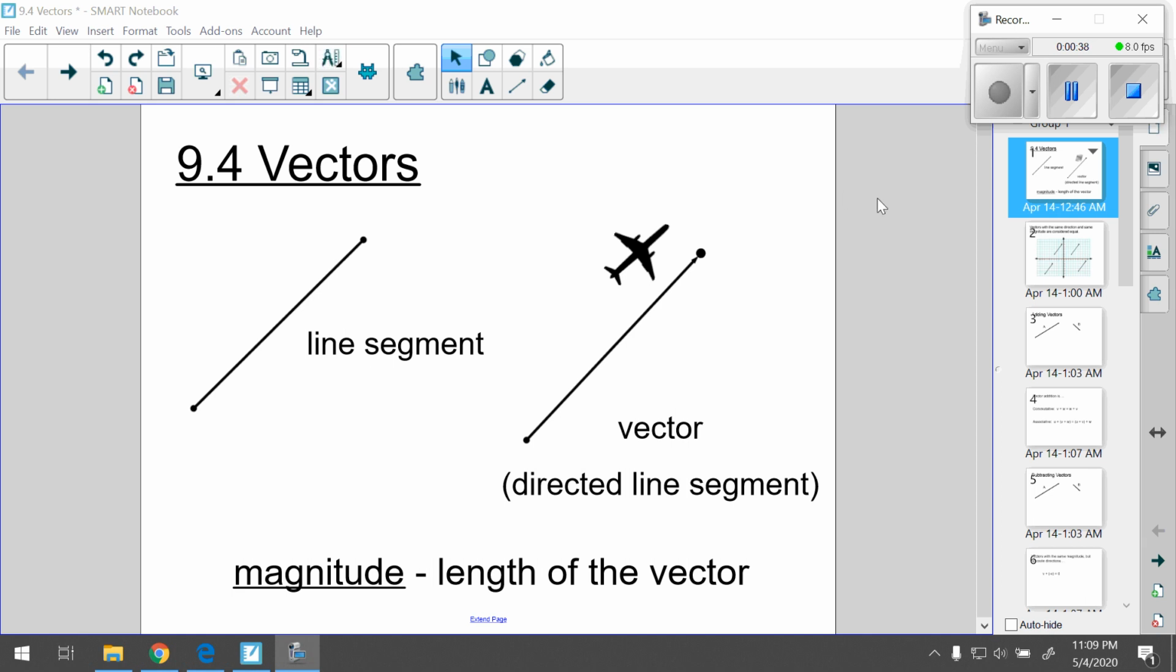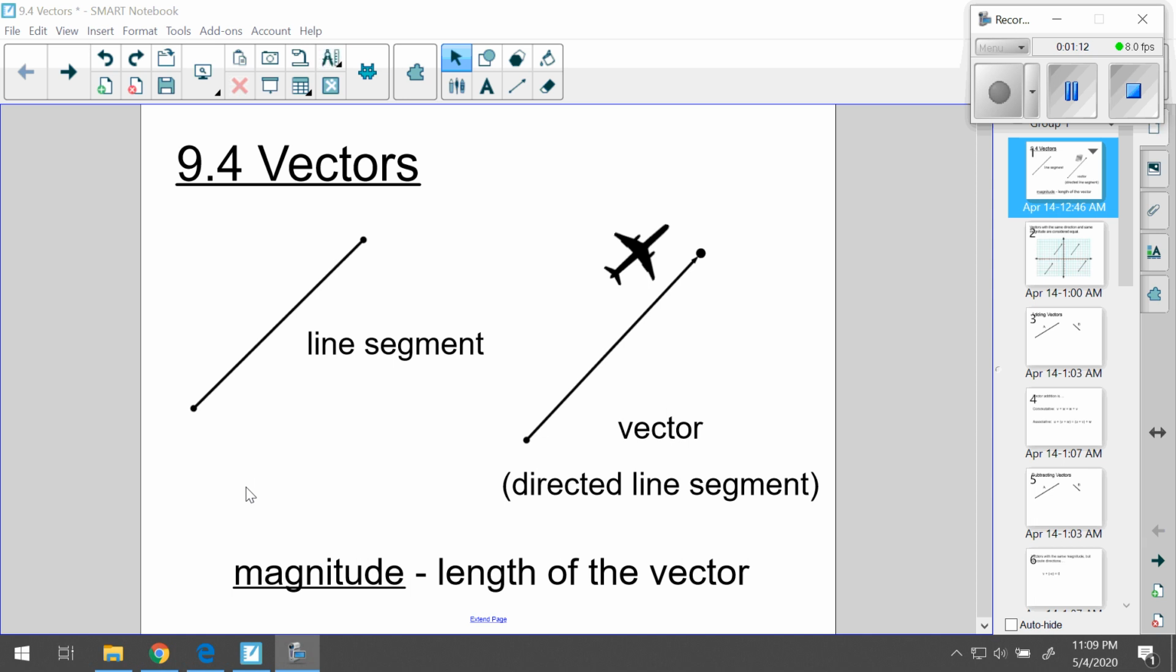You might remember line segments from, say, a geometry class. A line segment has a starting point and an ending point, whereas a vector has a starting point and then it's directed in some direction. What makes a vector unique is the direction that it's pointing in and the length of the vector. We're going to use the word magnitude to refer to the length of the vector.